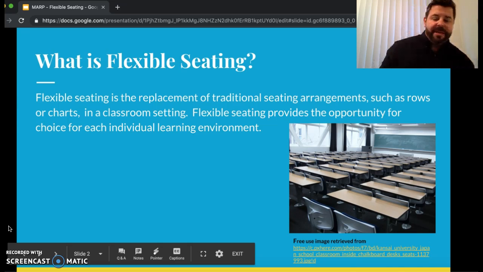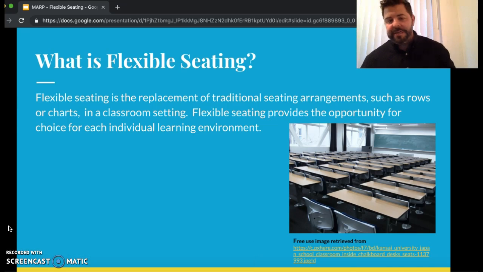What is flexible seating? So really, flexible seating is the replacement of what you see in this photo right here: the traditional seating charts or rows, just desk, chair, very dry. It looks like a place where a lot of learning goes on. No, just kidding. That would be very standard for what most of us grew up with.